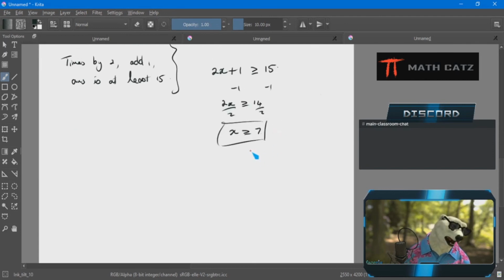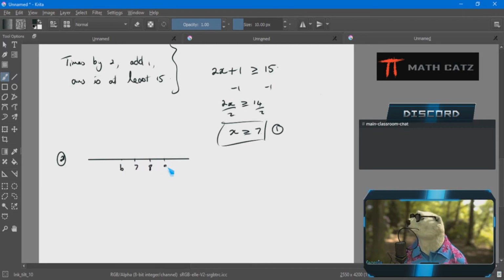And I can represent that in a variety of ways. I can represent that as an inequality, so that's one representation. I can represent that as a number line. So let's draw a number line. And on the number line, I just want to have maybe a 6, 7, 8, 9, and of course that continues forever. And then I want to highlight which numbers are valid on this number line. Let's use a color.